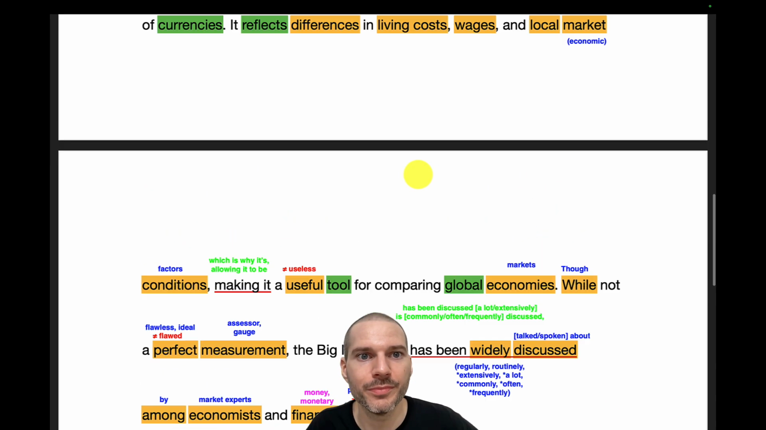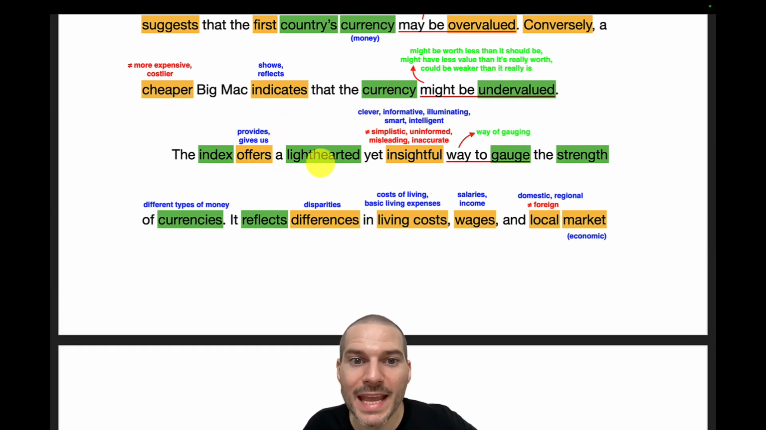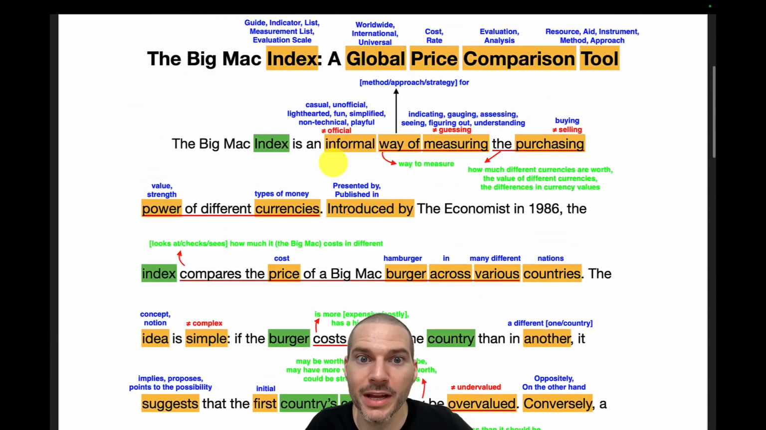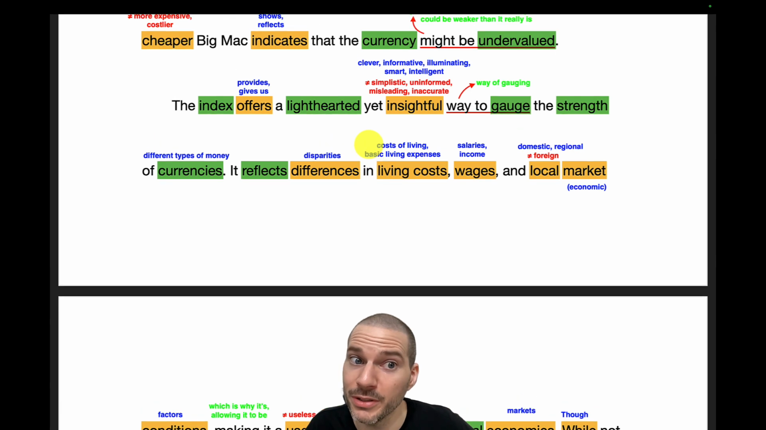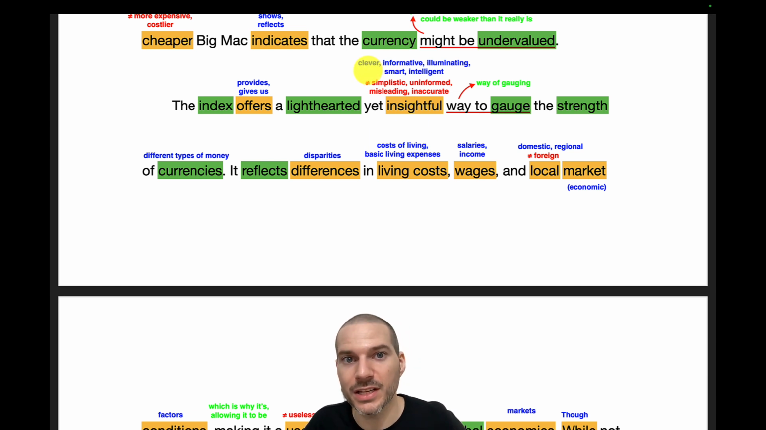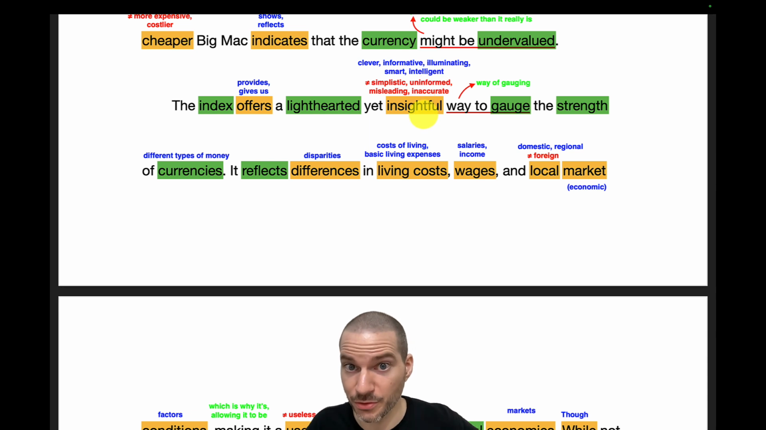Let's go back. The index offers, provides, or gives us a lighthearted, and we had this earlier, if you look up, informal here, we wrote lighthearted. So you can see I'm using words from earlier. The index offers a lighthearted, yet insightful. This is insightful. That means it teaches you something. It's clever, informative, illuminating, smart, and intelligent. This is a good way to teach people currency values and purchasing power. So the antonyms for insightful: simplistic, uninformed, misleading, and inaccurate.